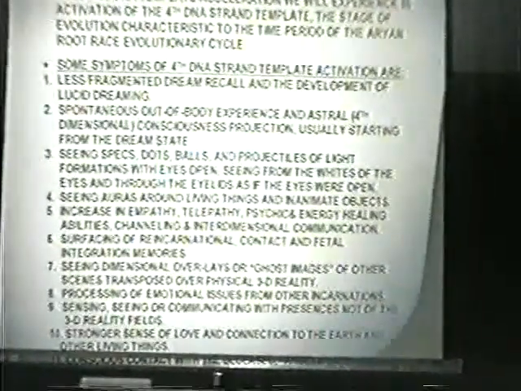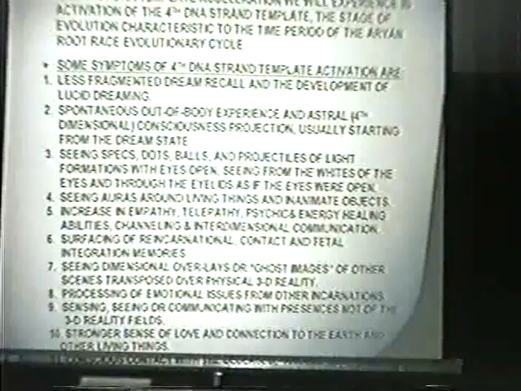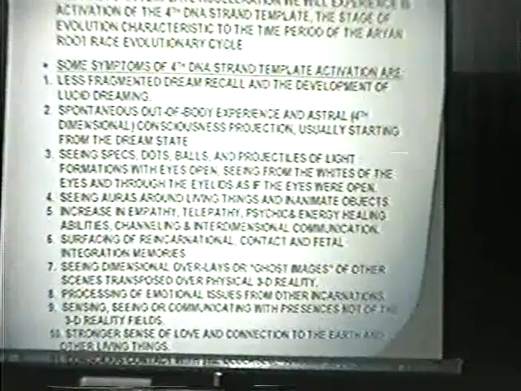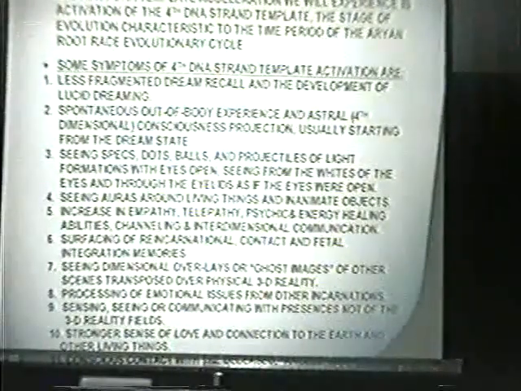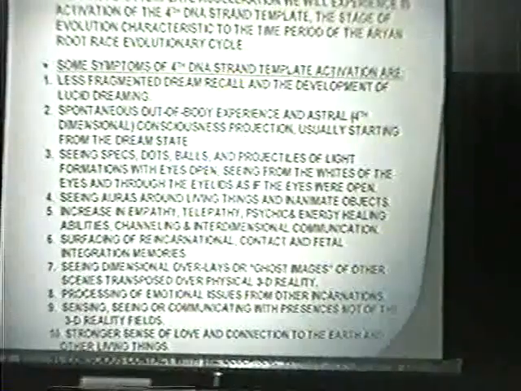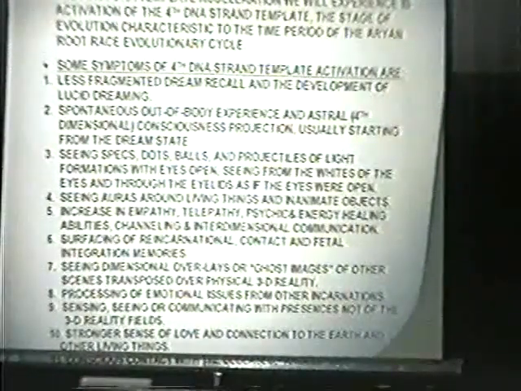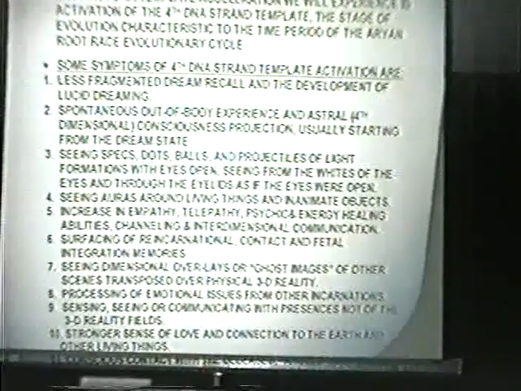With 4th strand activation, you get a lot of good things. Here's some of the symptoms that you get. You get less fragmented dream recall and the development of lucid dreaming. That's one of the first signs. You get clearer dream recall. Then you might start doing spontaneous out-of-body experiences and astral projection, usually starting from the dream state, which usually perks your curiosity. You say, ooh, did I do that consciously? And you start getting interested in working with it. You may start seeing specks, dots, balls, and projectiles of light flipping around the room or outside. And you think, what is wrong with my eyes? You are starting to pick up higher frequency coming in, and your eyes are starting to sensitize to it.